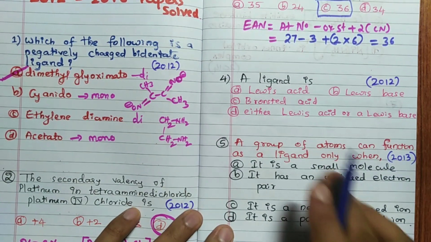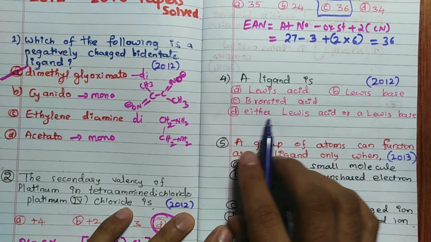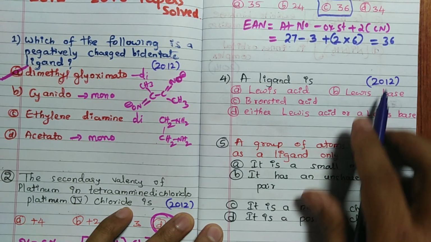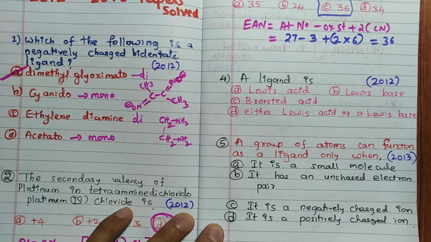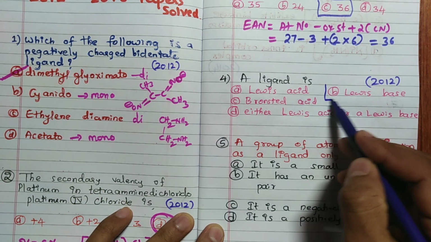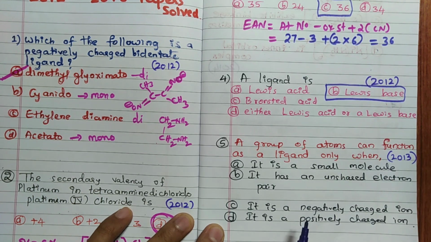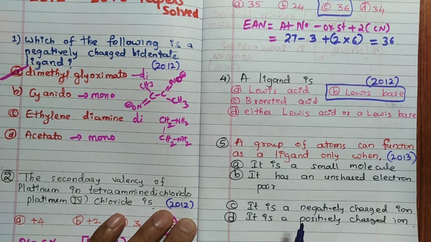The fourth one: the ligand is a Lewis acid, Lewis base, Bronsted acid, or either Lewis acid or Lewis base. 2012 last question, very simple. Ligand is the one which can donate a pair of electrons. The substance which can donate a pair of electrons is called a Lewis base. Hence the answer for the fourth question is B.